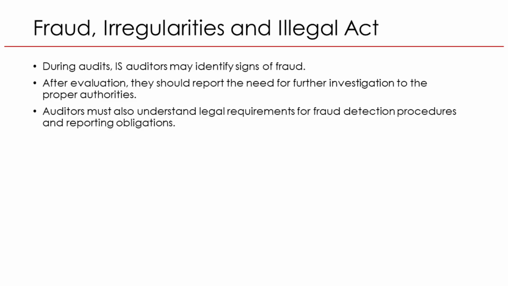Another real case could be during a system access review, where the auditor discovers that a former employee still has system access and used it to approve vendor payments. This could indicate fraud or control failure, and the IS auditor should document the evidence and alert appropriate authorities immediately.